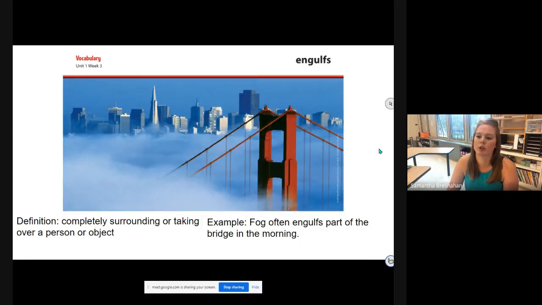Our next vocab term is engulfs. The definition is completely surrounding or taking over a person or object. An example is fog often engulfs part of the bridge in the morning. 2 examples of this that I like. One is an example of a hug. When you get a hug from somebody or give a hug to somebody, their body or your body is engulfed by the other person's arms. One other example that I think is kind of fun is a fork. So imagine you're eating spaghetti and you're twirling those spaghetti noodles around your fork. The fork is being engulfed by the pasta.